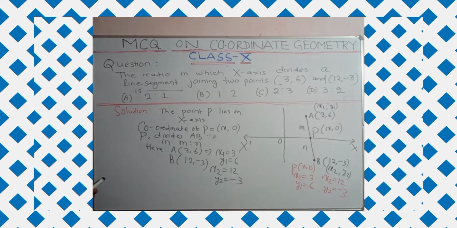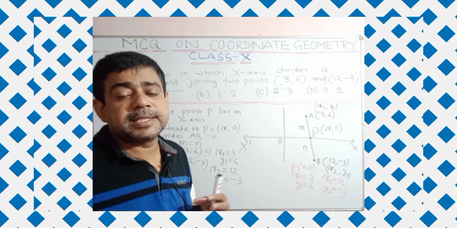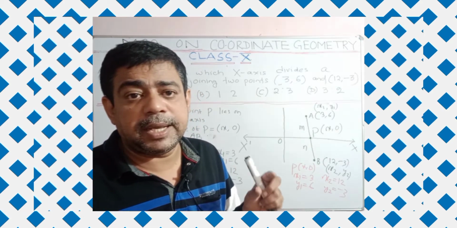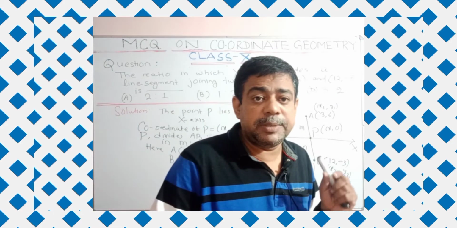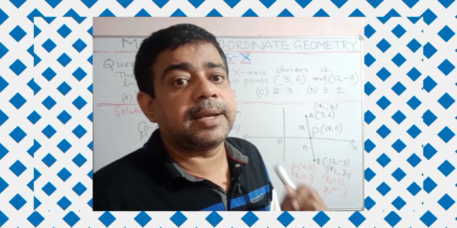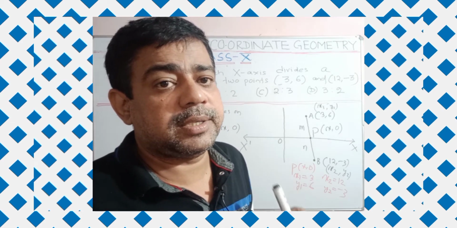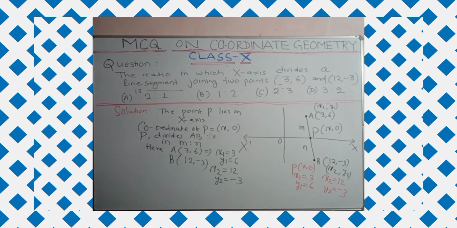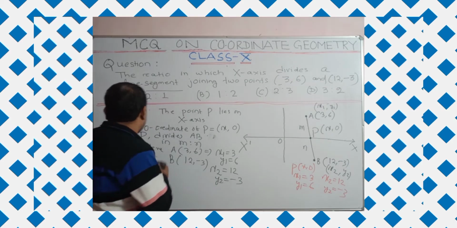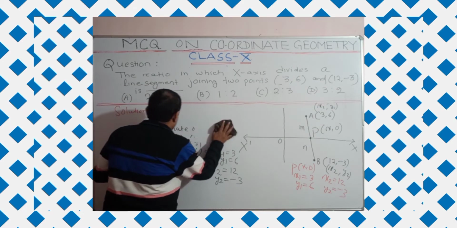Okay, understand? So we know if a point P divides a line segment, the point P lies on the line segment and P is an interior point. So the point P divides the line segment internally. So we can use the internal section formula here. And what is the internal section formula?